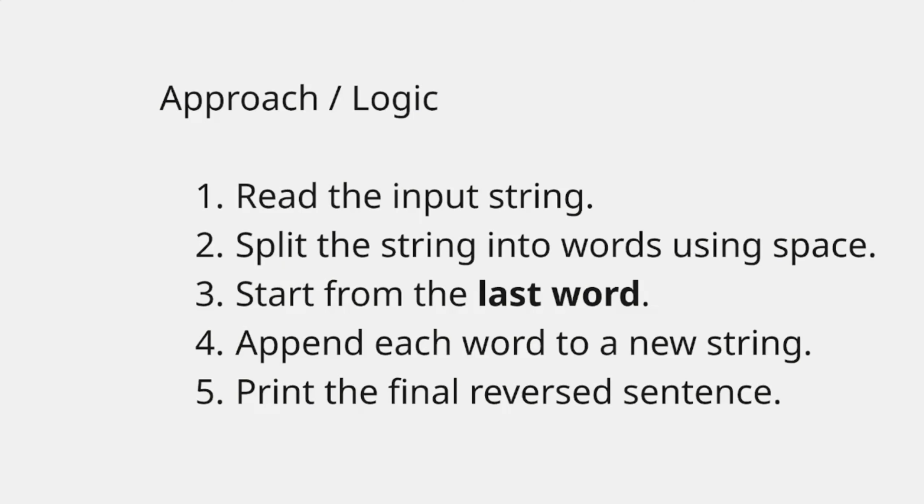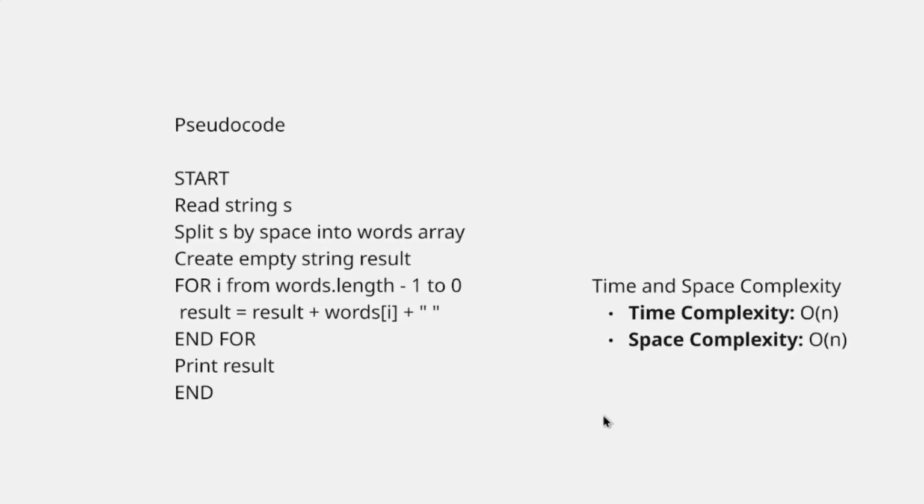So before jumping into code, let's see the pseudocode. Start and read the string. We are getting an input from the user as a string. In our s variable, we are storing the value and splitting by space into a words array. So we are converting that sentence into an array. And create another empty string which is result.